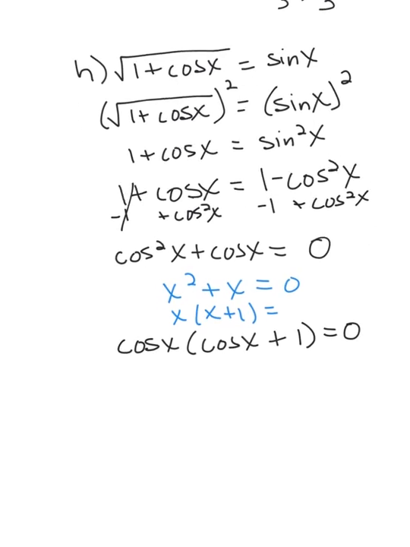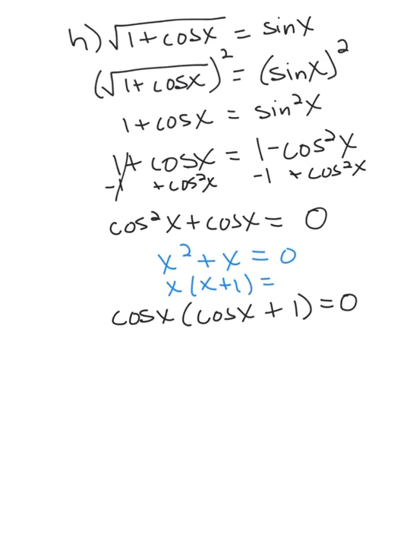Now I have two factors. Cosine of x is the first factor. Cosine x plus 1 is the second factor. So once you have factors, you set each factor equal to 0. So cosine of x equals 0. Cosine of x plus 1 equals 0.